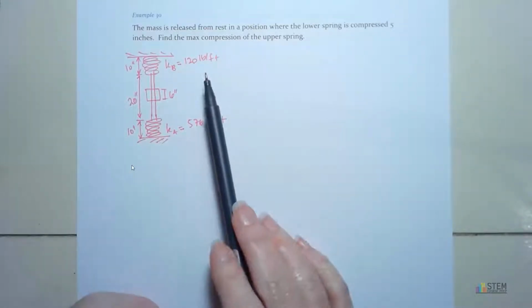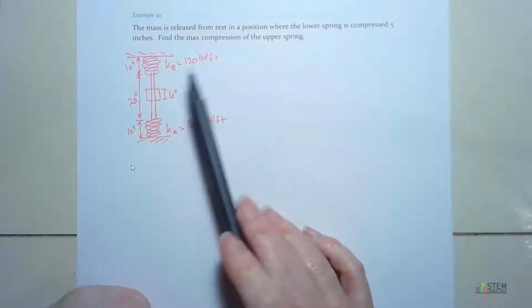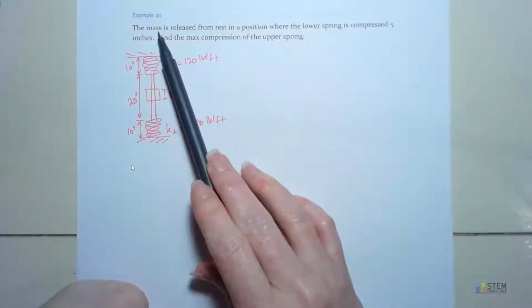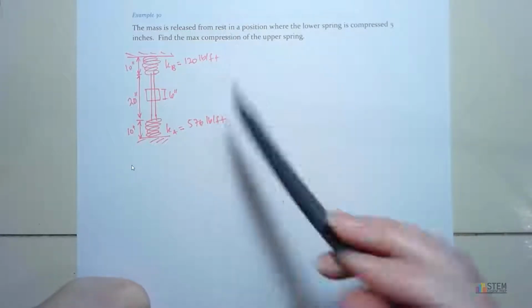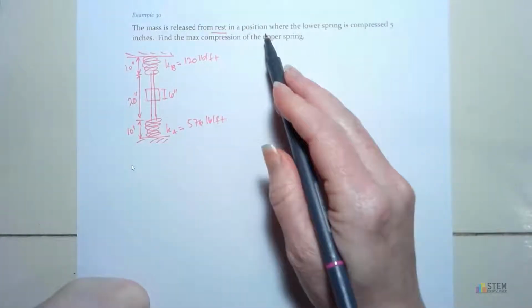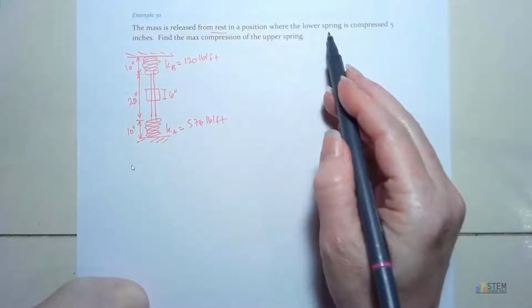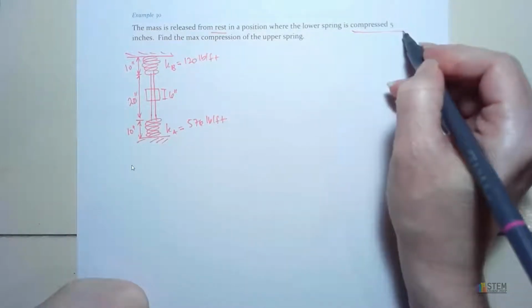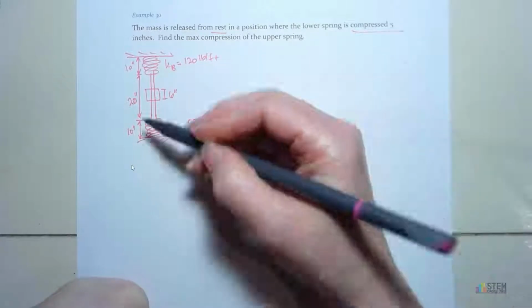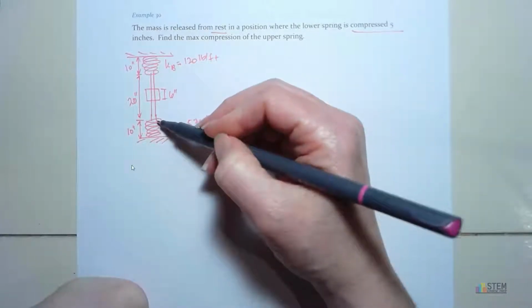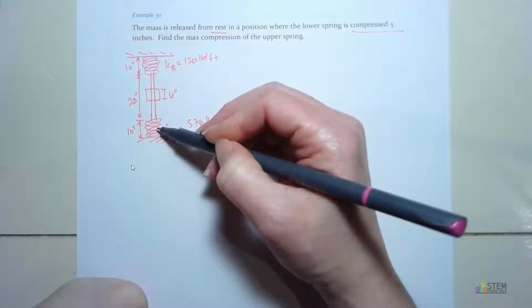Okay, so now let's see what's going to happen in this problem with this slider. The mass, which is the slider, is going to be released from rest, so that's important, in a position where the lower spring is compressed 5 inches. So we're going to push this slider down until it compresses the spring 5 inches, and then we're going to let it go.